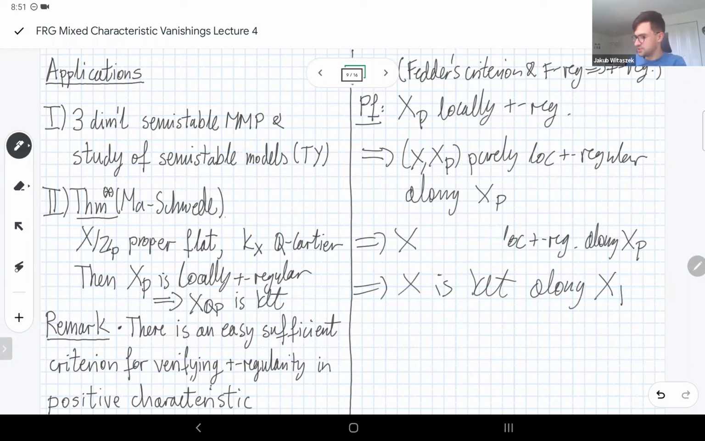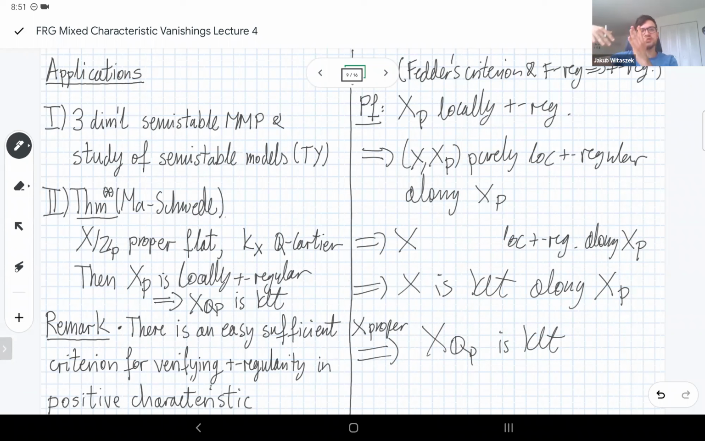So the characteristic p fiber. And now this is where we use properness. So X is proper to deduce that X_Q-bar is KLT. So apparently it could happen that you are KLT along the special fiber, but you are not KLT in characteristic zero. And so now using properness, you can see that that is in fact not the case, because the non-KLT locus would intersect the special fiber by properness, because it's going to be closed.